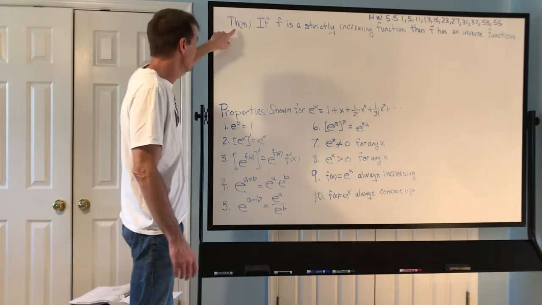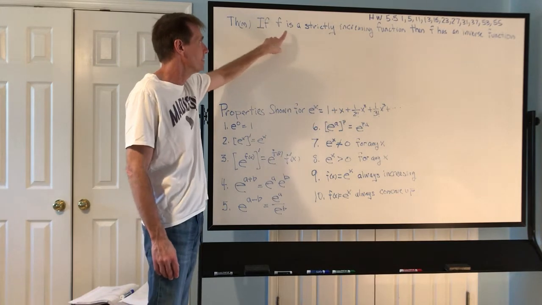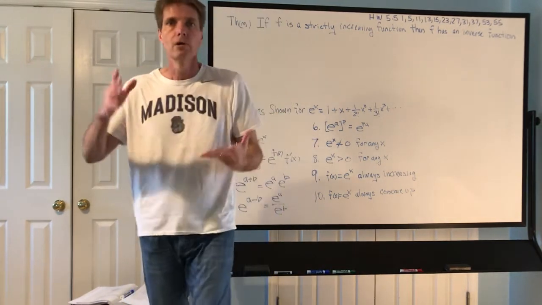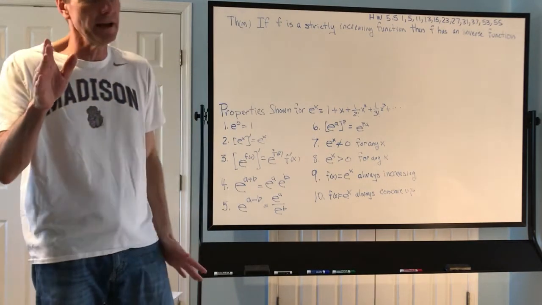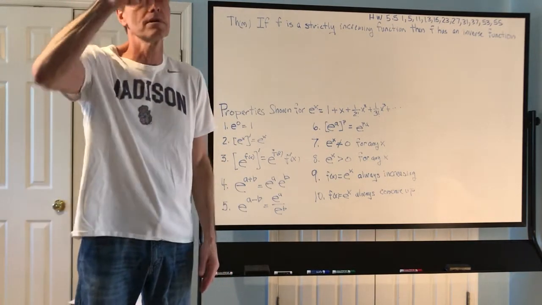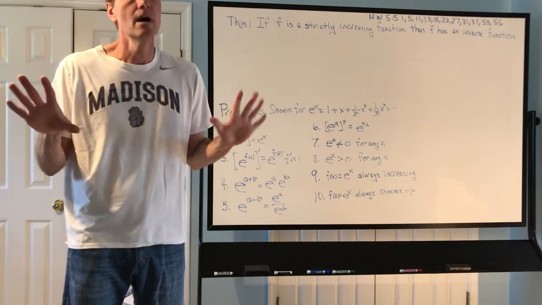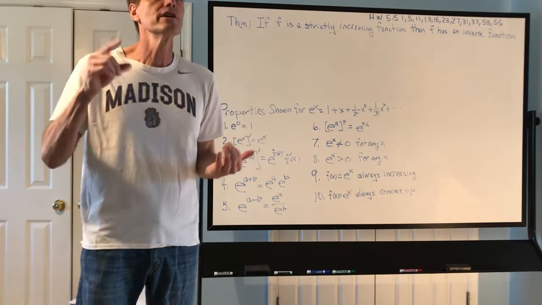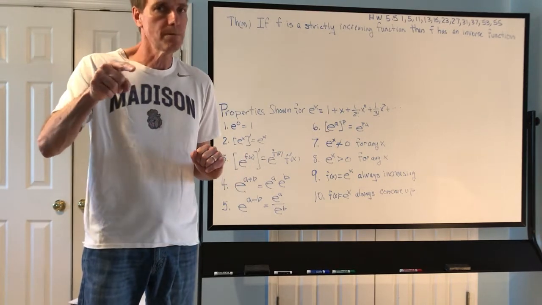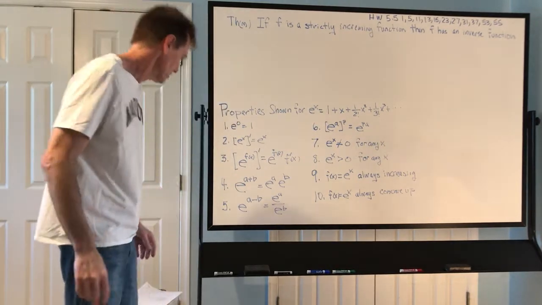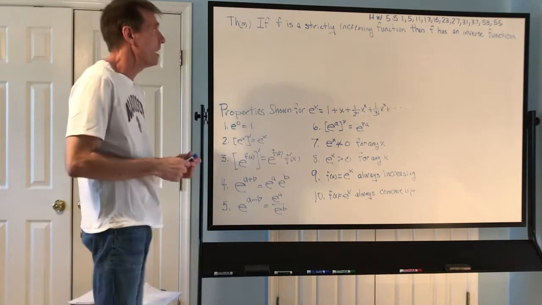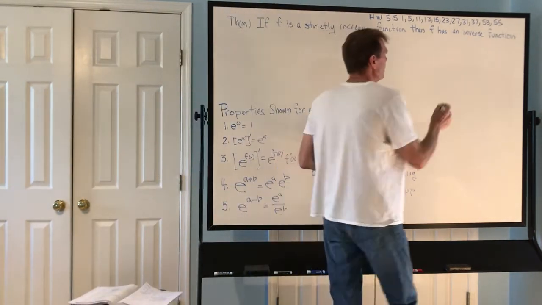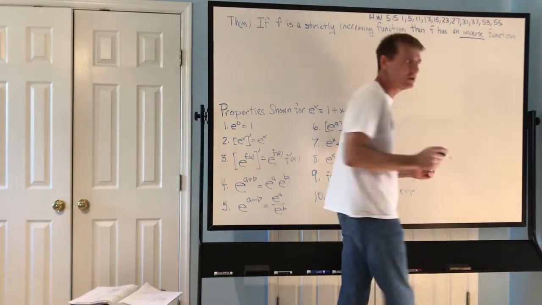Okay, it says here, if f is a strictly increasing function. Now remember, the definition of increasing is kind of a pain. It's that x1 less than x2 implies f of x1 is less than f of x2. Not an easy definition to show. However, we showed that if the derivatives are always positive, it means the function's increasing. Now what this theorem says is that if a function's strictly increasing, then the function has an inverse function.